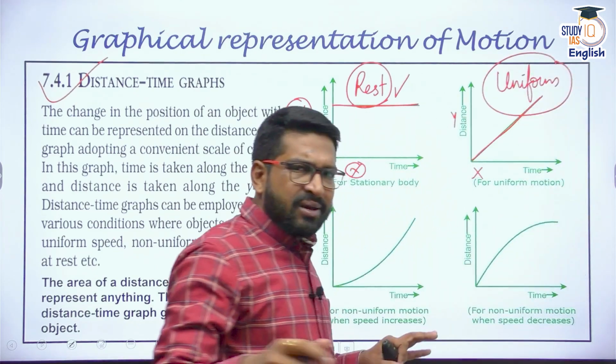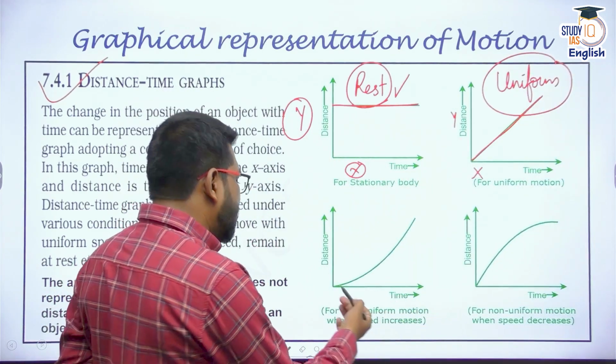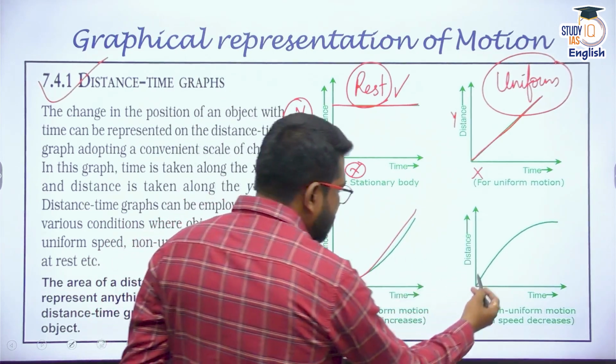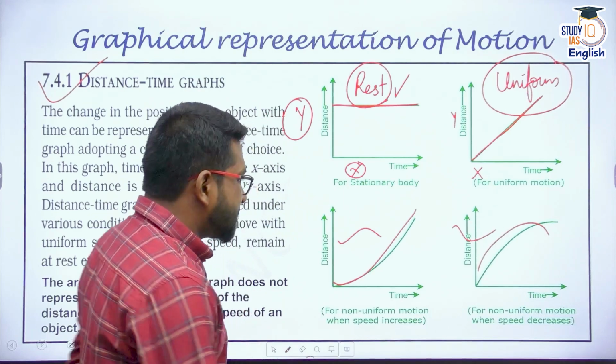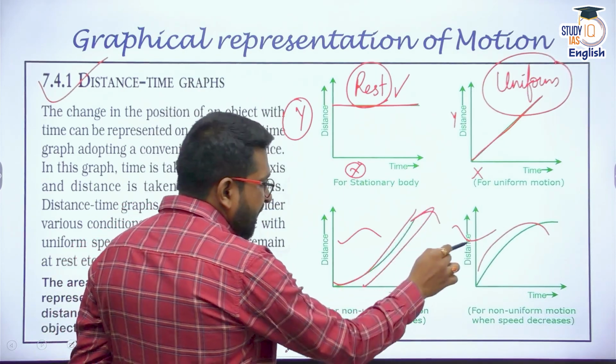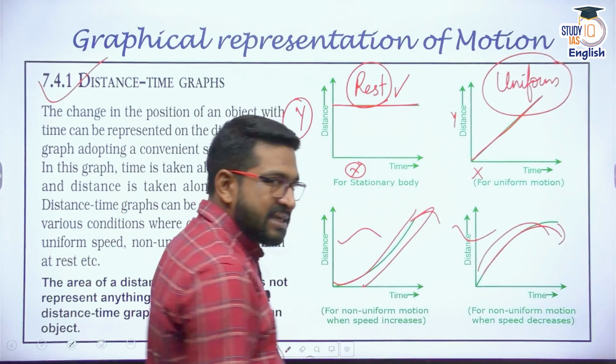And if the body is in non-uniform motion, then the graph can be anything. This is a non-uniform motion. This is a non-uniform motion, right? It can be any kind of drawing. But this is a graph where the speed is increasing, and this is a graph where speed is decreasing.